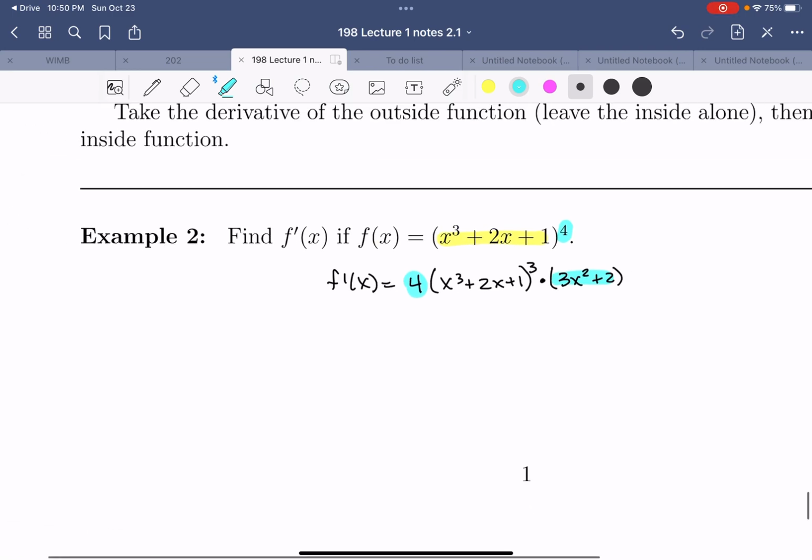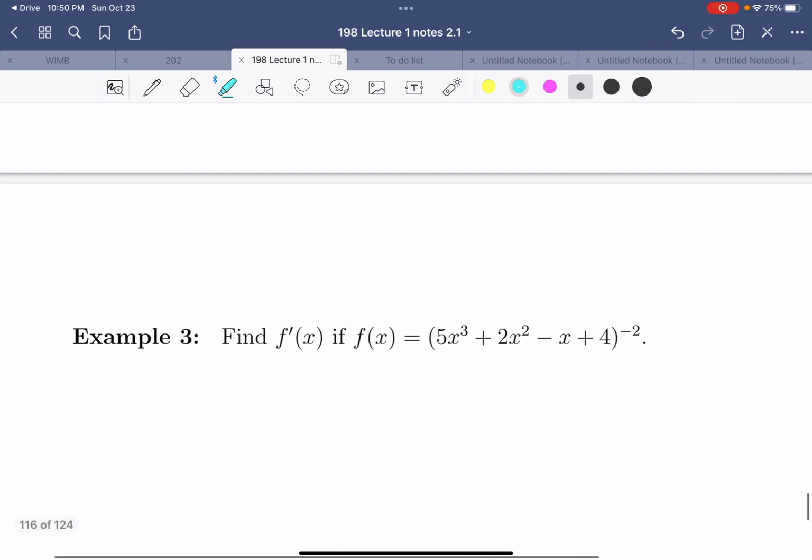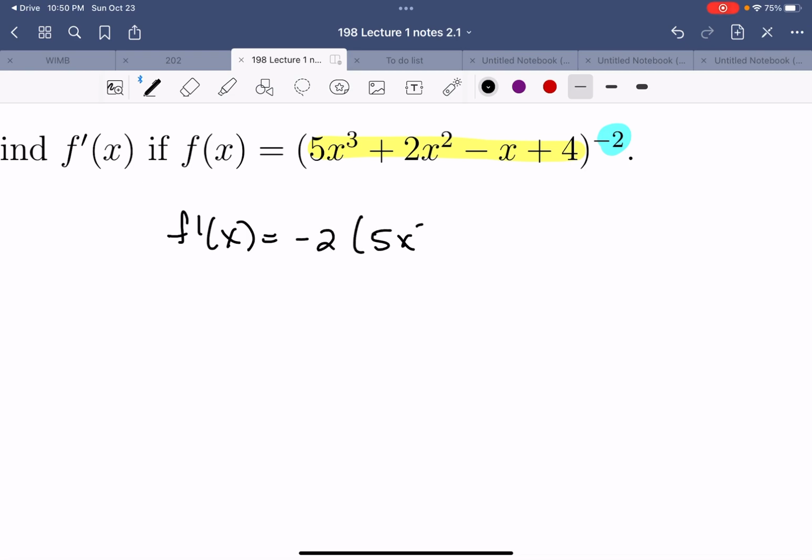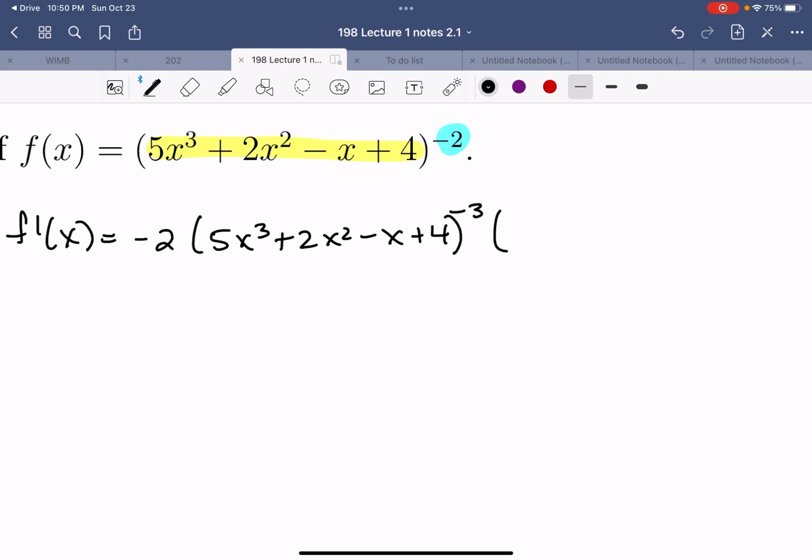Okay, from there, that was example 2. Example 3, another one. We've got a similar power, only now our power is negative. So we've got our inside function is the polynomial, and our outside function is the negative 2. So we're going to bring down the negative 2, decrease our exponent by 1, but I'm leaving the inside just as it is. My new power is going to be negative 3, and I'm going to multiply by the derivative of the inside. That's 15x squared plus 4x minus 1.